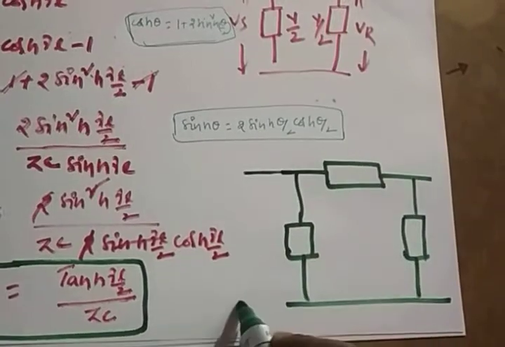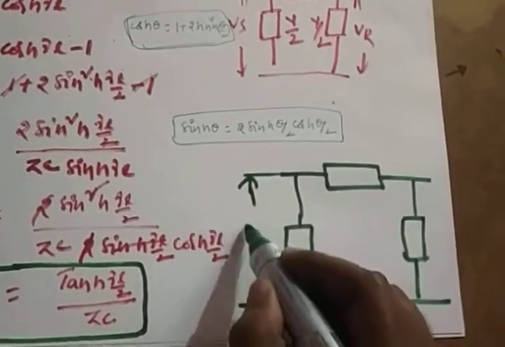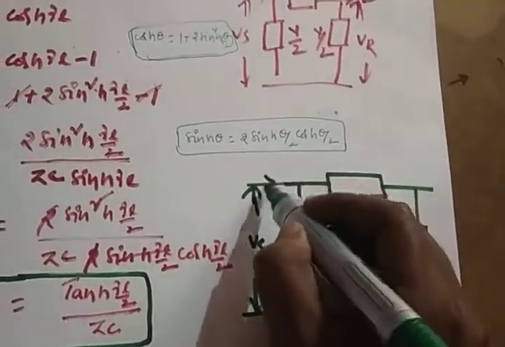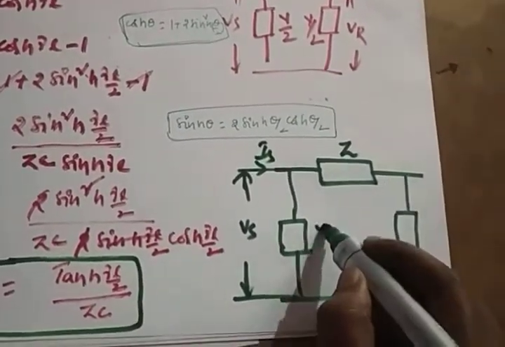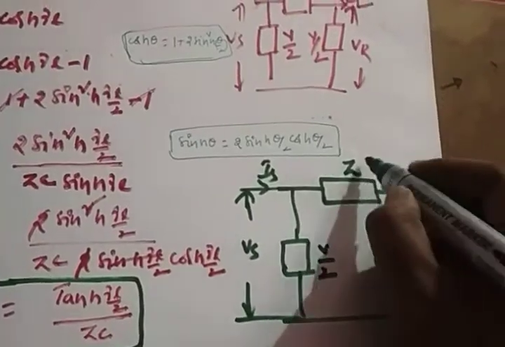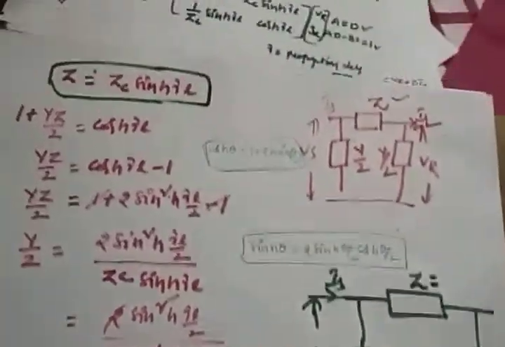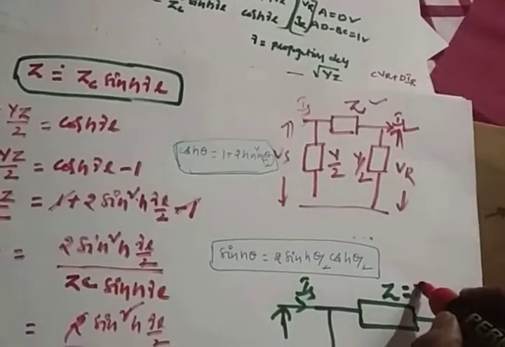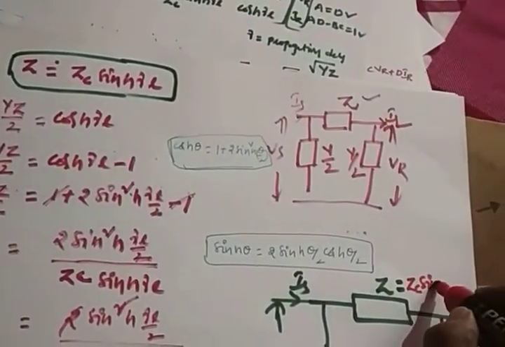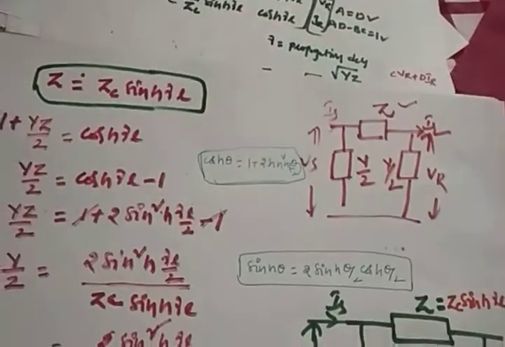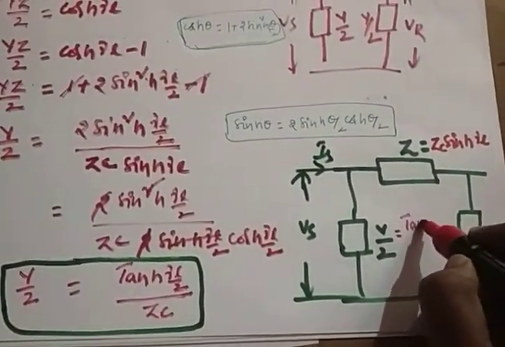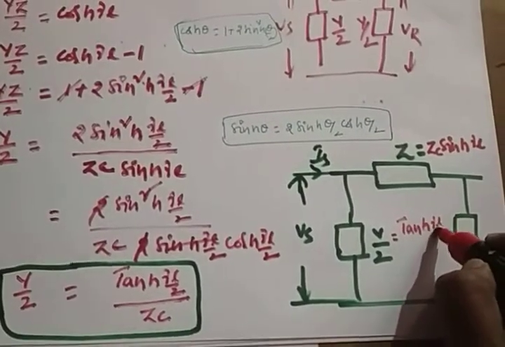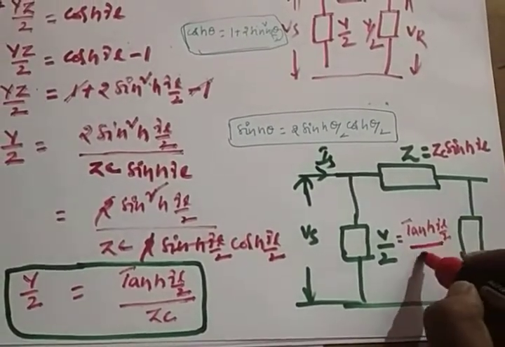Right? This is Vs, this is Is. So this is called Z, this is Y by 2. So what is the Z value here? Zc sinh gamma l. Right? So what is Y by 2? That is equal to tanh gamma l by 2 by Zc.